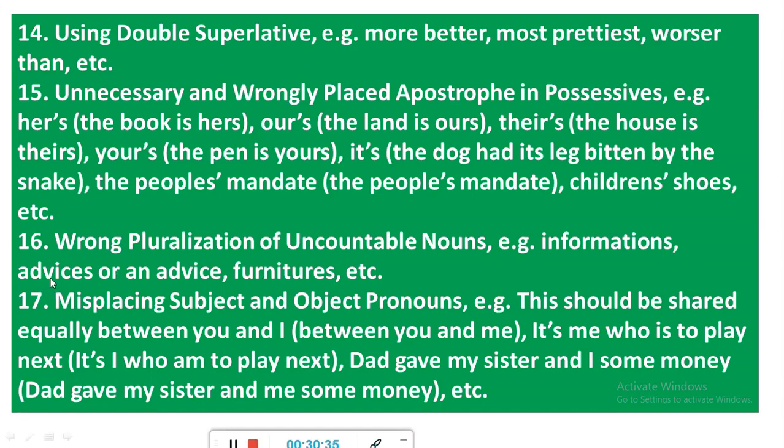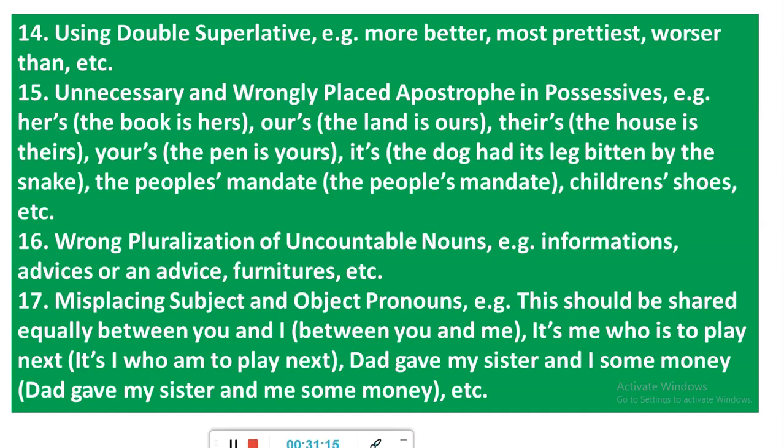The same thing applies to advice. You don't say advices or an advice. Increasingly, you find a lot of people committing this grammar error. You often hear even people who are supposedly educated saying, I have an advice for you. That is ungrammatical because advice is uncountable. The same thing with furniture. You cannot say there are many furnitures in this house. No, there are many items of furniture or pieces of furniture in this house.